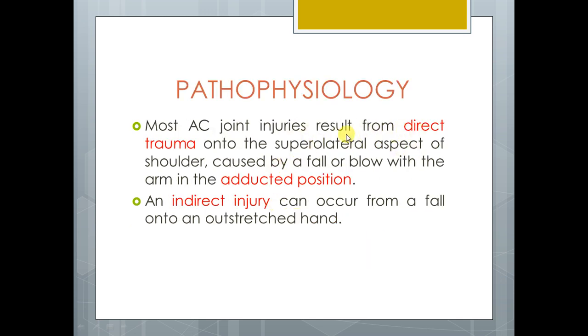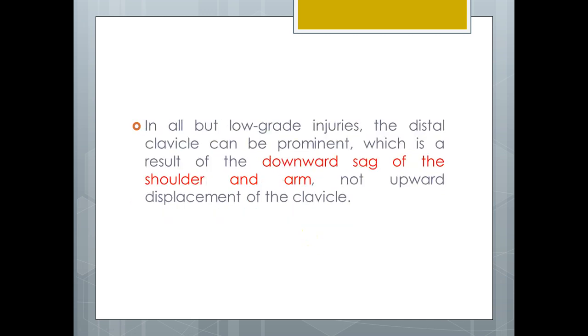Regarding the mechanism, I want you to know this is a scapular injury. The clavicle isn't elevated except in type 5. This is a scapular injury. The shoulder is sagged down. Direct trauma to the shoulder, direct trauma to the acromion in the adducted position, or indirect injury through falling on an outstretched hand, making the humeral head impinge on the acromion.